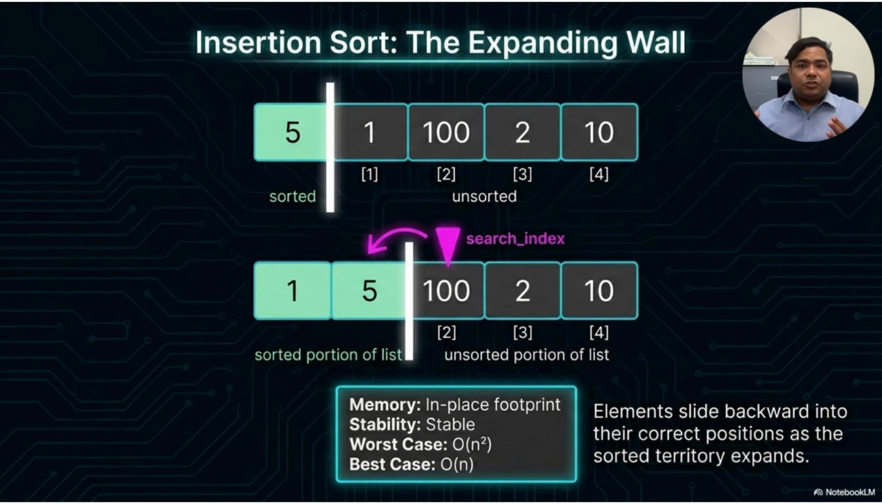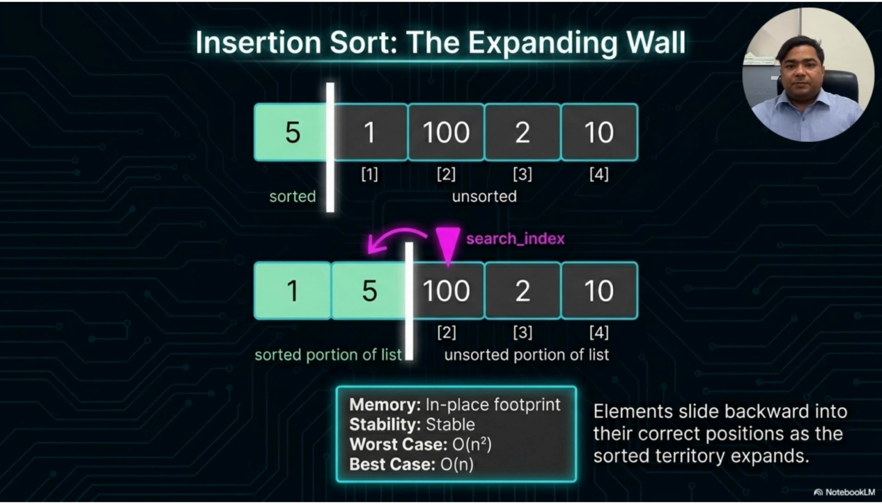Now we move to insertion sort. The slide calls it the expanding wall. This is a very good way to understand insertion sort. The list is divided into two parts: a sorted part and an unsorted part. At the beginning, we assume the first element is already sorted.